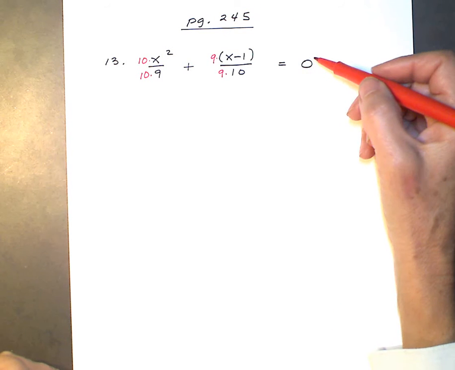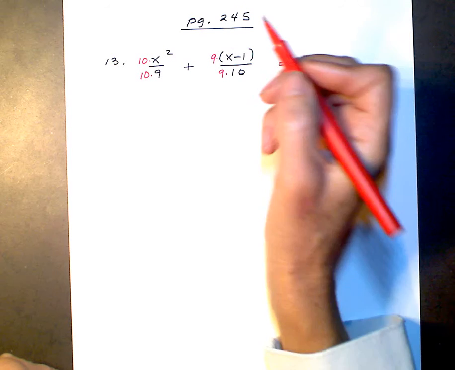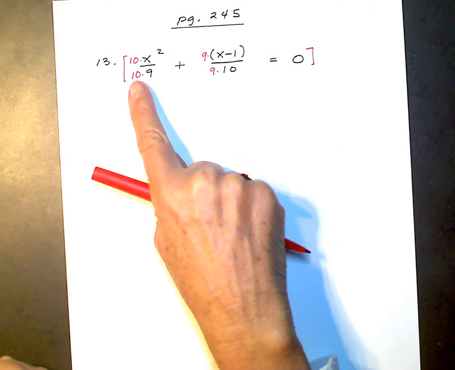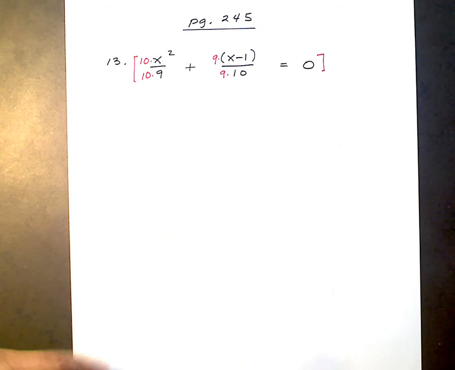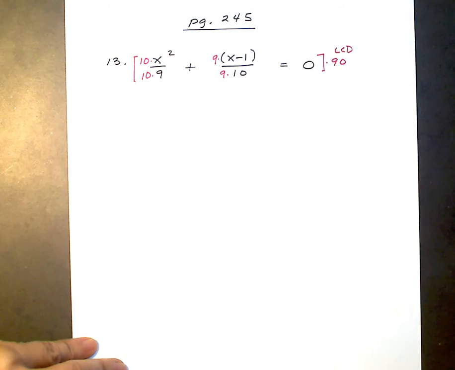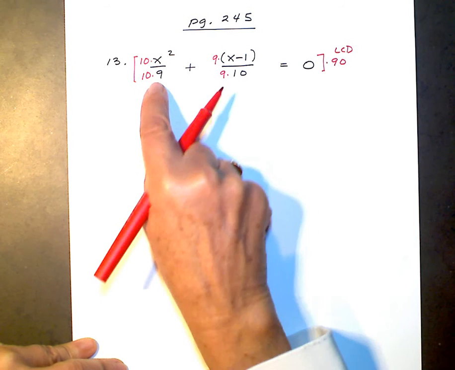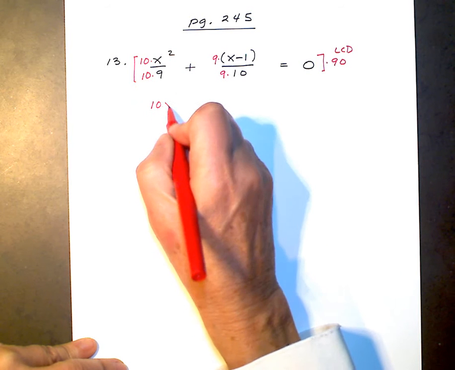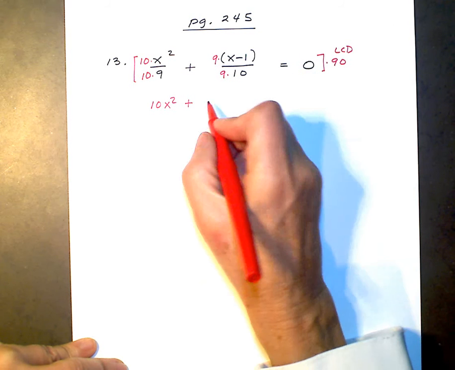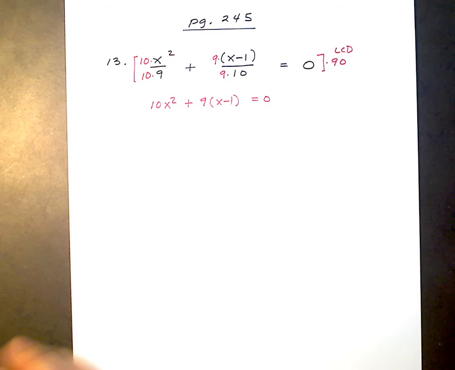I should multiply this by 1 in the form of 90 over 90, but it doesn't matter, it's still going to be 0 no matter what I multiply it by. So now to clear the fractions, I have both denominators here over 90. I'm going to multiply every term on both sides by the LCD of 90, and that will clear all the fractions. As I multiply 90 times this term, the denominator will clear and I'll get 10x squared. As I multiply 90 by this term, the denominators will clear and I'll get 9 times (x minus 1) equals 0. So really it's just the whole numerator.